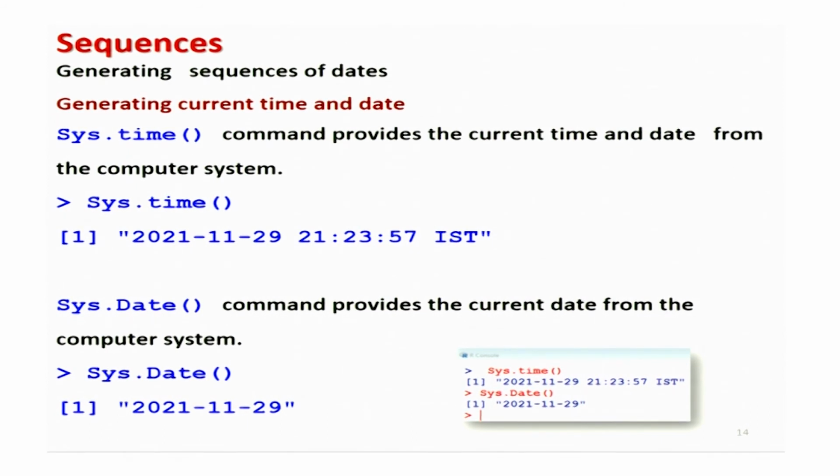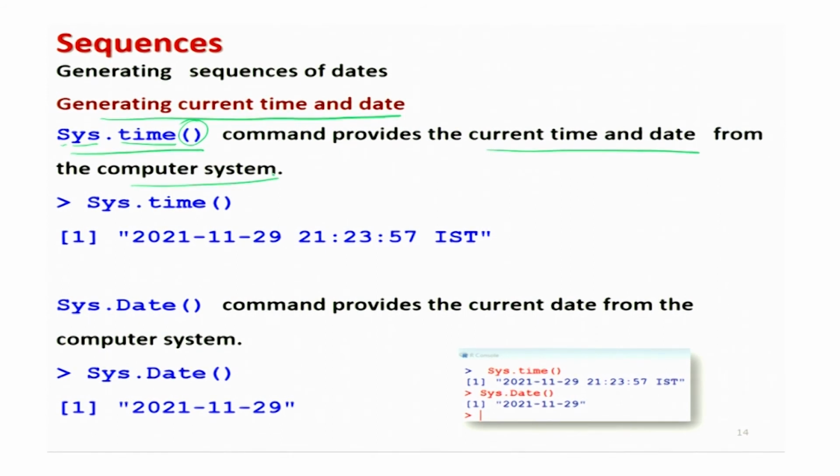So first let me show you what I am trying to do, and then I will explain the utility. If you want to generate the current time and date, you have the command Sys.time. This is like the time of the system, meaning the computer system on which you are working. The syntax is capital S, then y and s in lowercase, dot, time all in lowercase, and then the parentheses. This is going to give you the current time and date from the computer system.